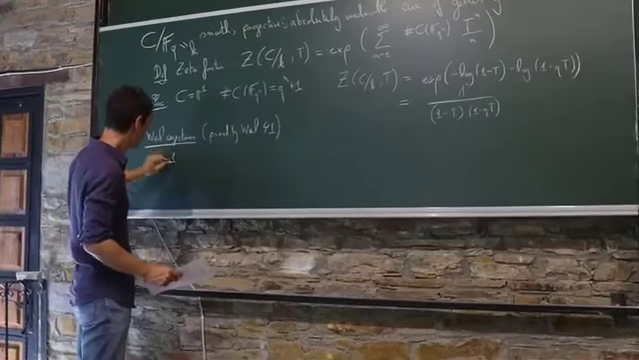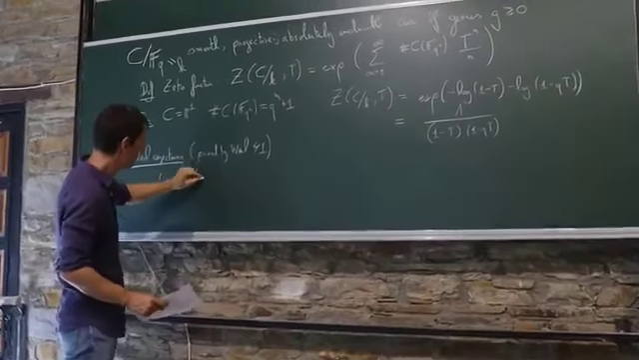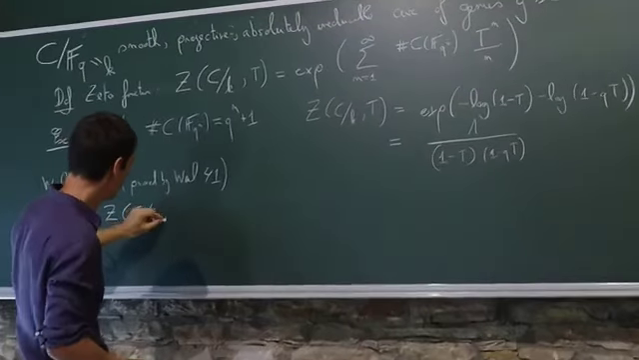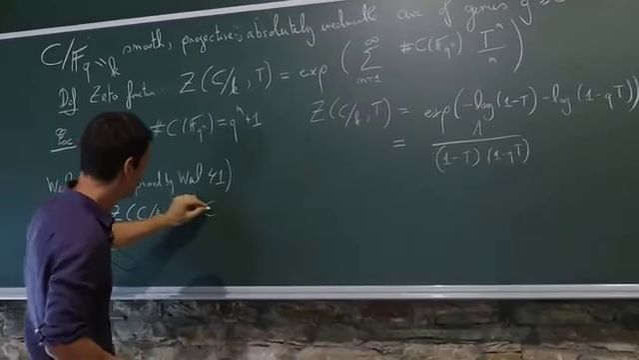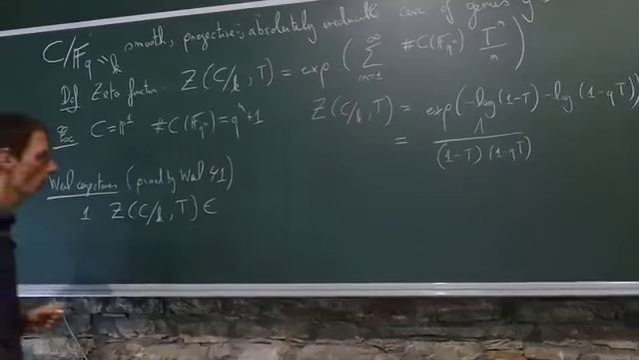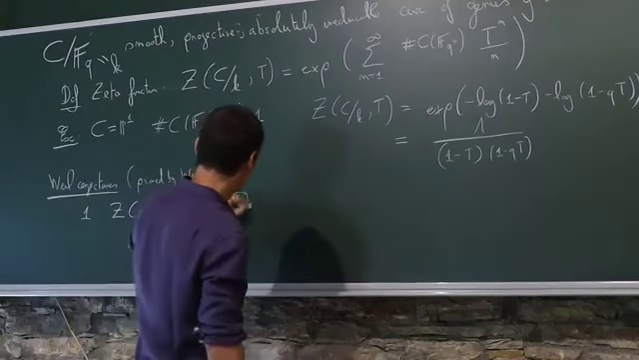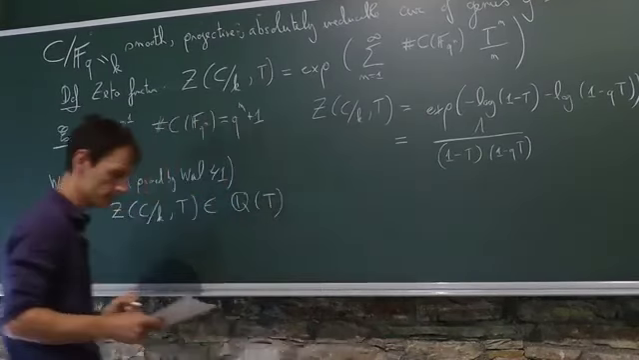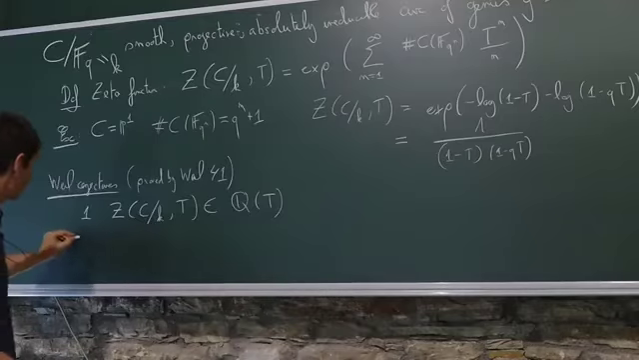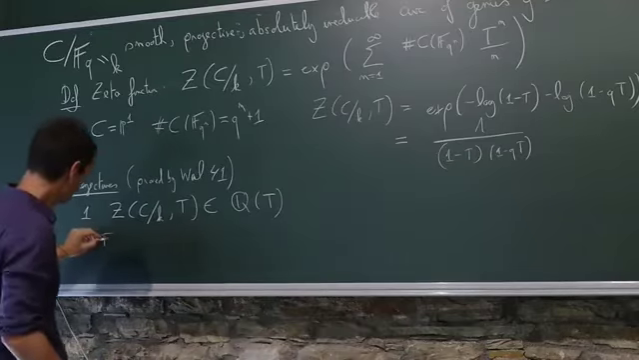The first part is that it's not an exception, what we saw for P1. The zeta function is always a rational fraction. Then there is something which is called the functional equation.